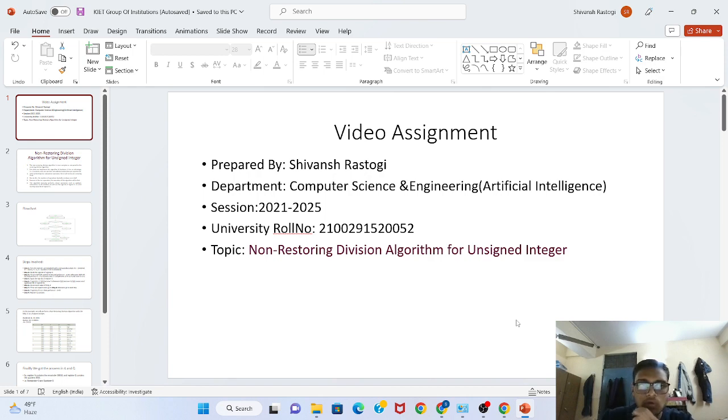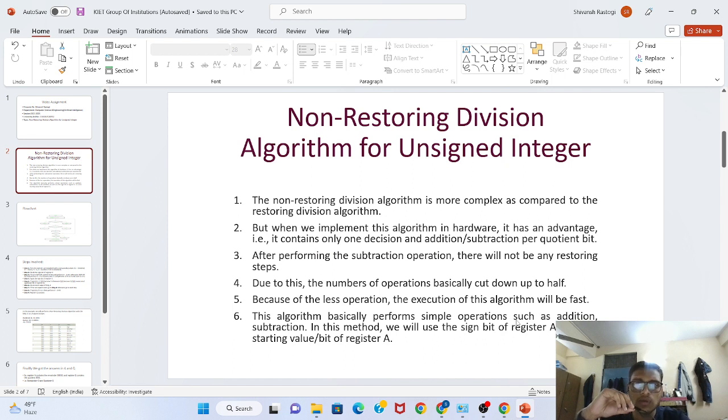Okay, so now let's move on to the topic, non-restoring division algorithm for unsigned integers. The non-restoring division algorithm is more complex as compared to the restoring division algorithm. But when we implement this algorithm in hardware, it has an advantage, that is, it contains only one decision and addition or subtraction per quotient bit.